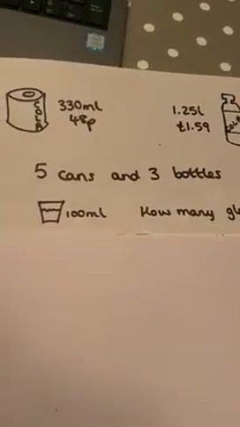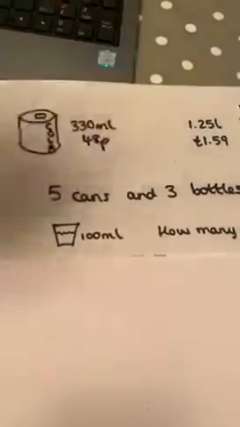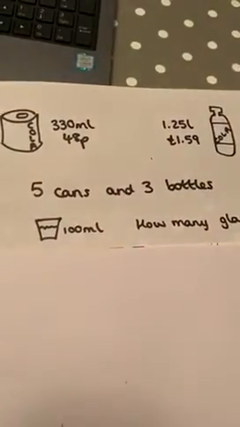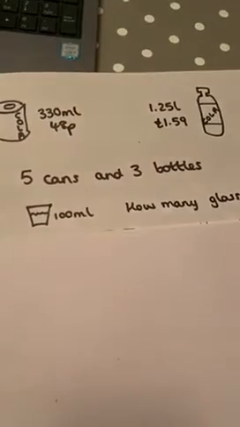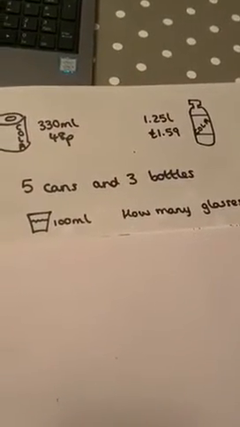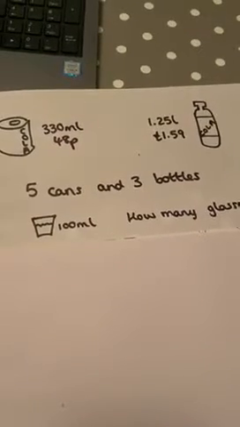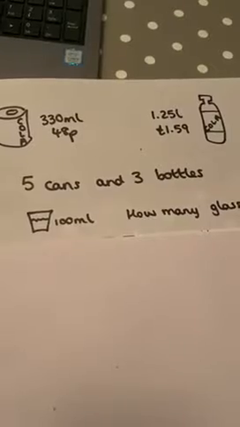Coke can be sold in 330 millilitre cans or in 1.25 litre bottles. So my question for you is, if I buy 5 cans and 3 bottles, how many 100 millilitre glasses of Coke can I make for my table at the school fair?